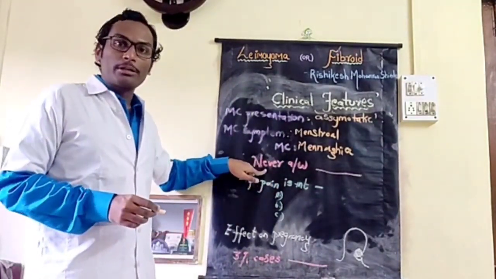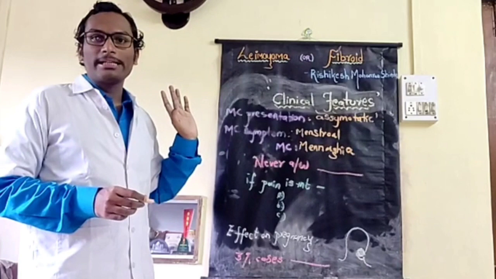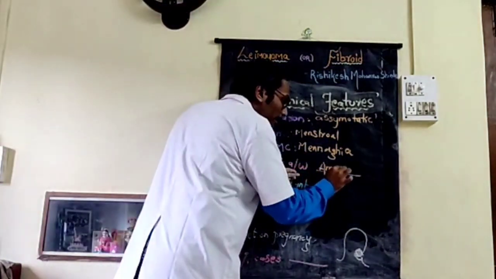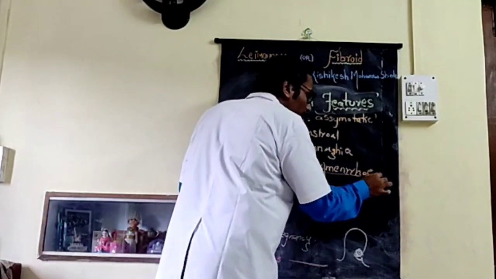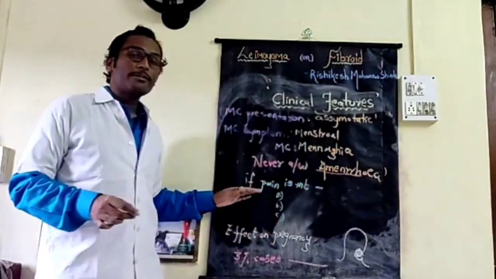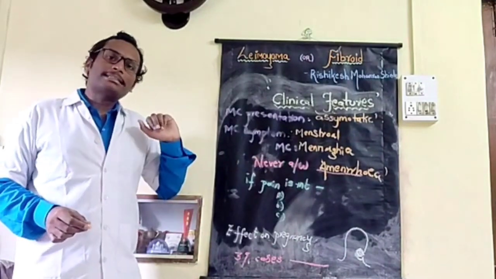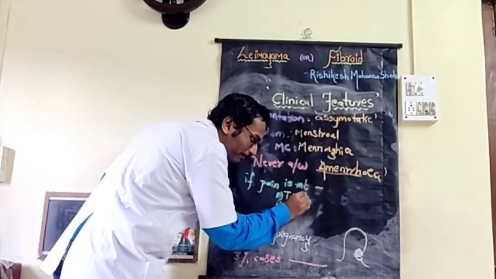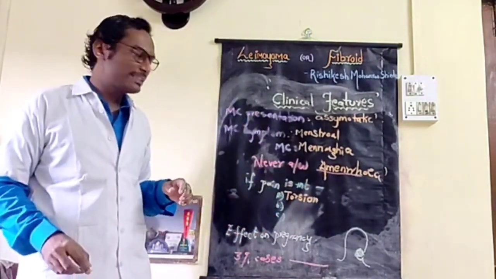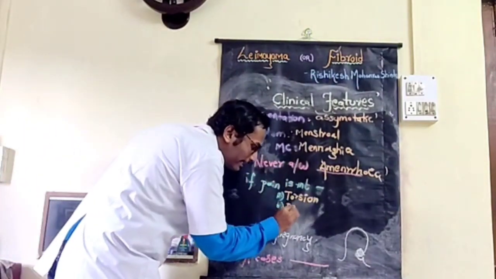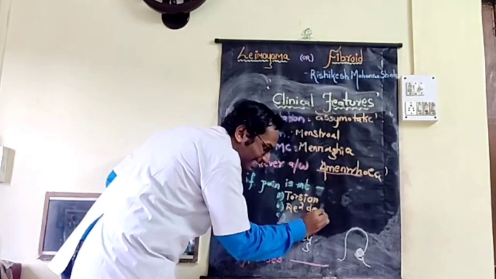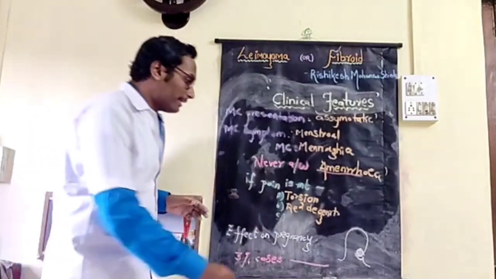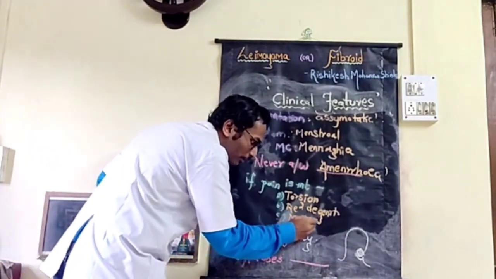You have to remember one important point: it is never associated with amenorrhea. Now if pain is present, it can suggest three conditions. It can indicate a torsion of a fibroid. Two conditions we studied: it can indicate a red degeneration, which is seen in the second trimester of pregnancy. The last one, it can indicate a malignant transformation.